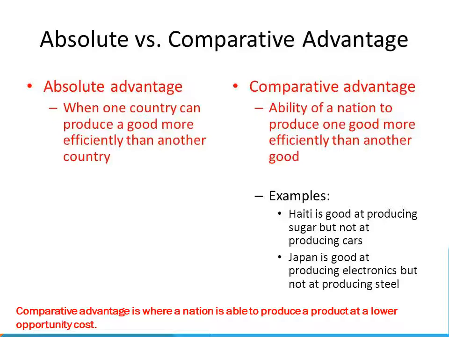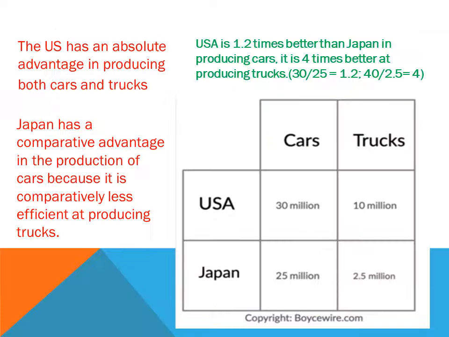The opportunity cost advantage of trading with that product. So we have examples here, two countries, the USA and Japan. They are both manufacturers in the automobile industry. So we have here two examples. USA producing cars, 30 million, Japan 25 million. So we're looking at a given period. In relation to trucks, USA produces 10 million and Japan 2.5 million.